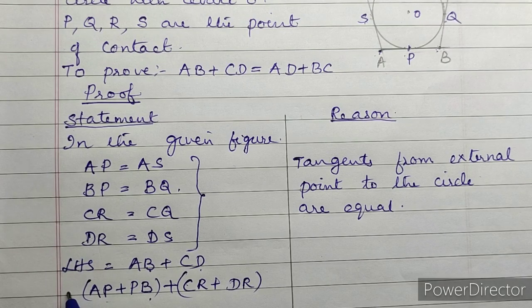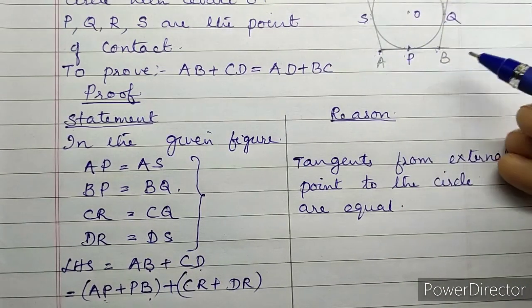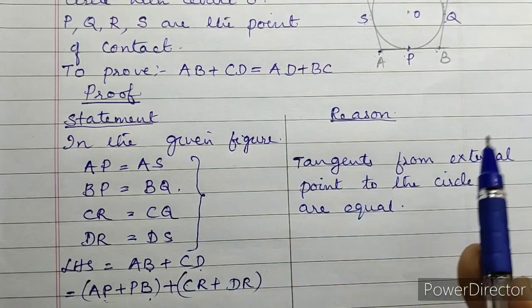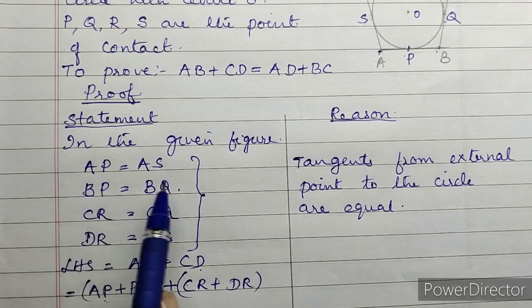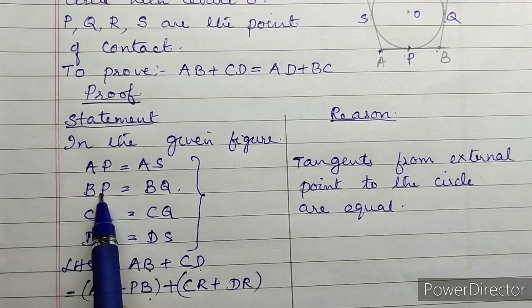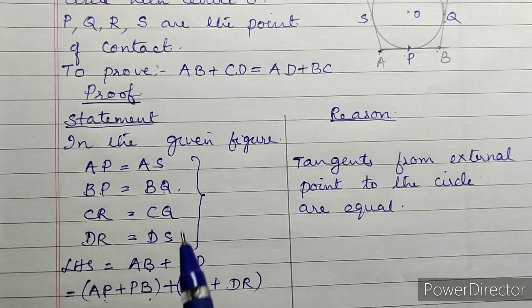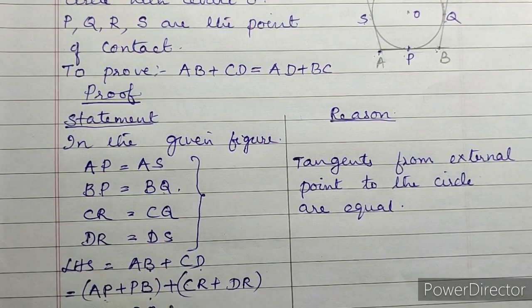Now which is equal to, instead of AP you can write AS, because we need these both sides. So AS, SD, BQ, CQ you have to substitute. So AS, PB, instead of PB what can you write? Where is PB? Yes, PB is equal to BQ. So write it as BQ plus. Now CR is equal to CQ, plus DR, DR is equal to DS. So you have just applied this for the LHS.